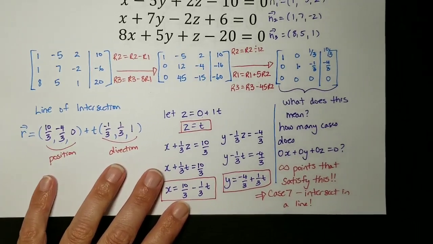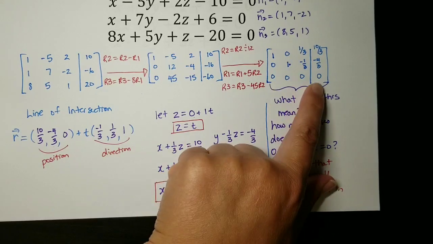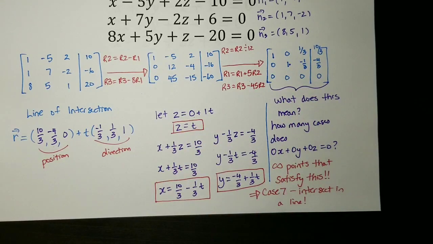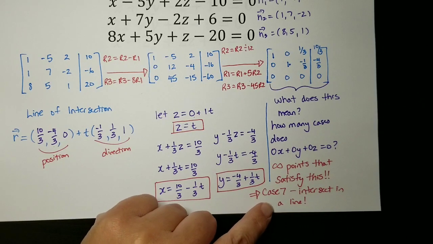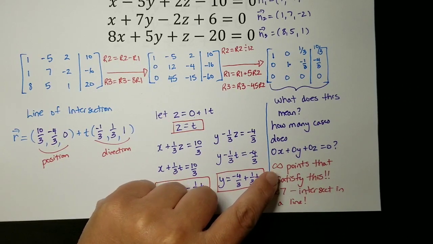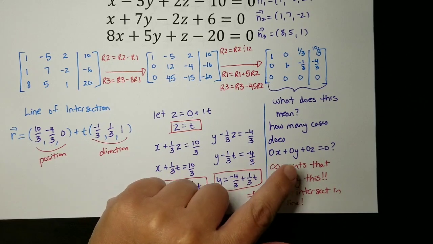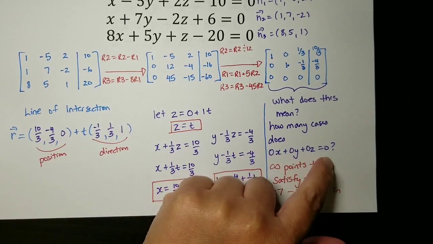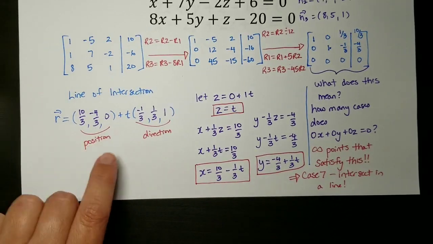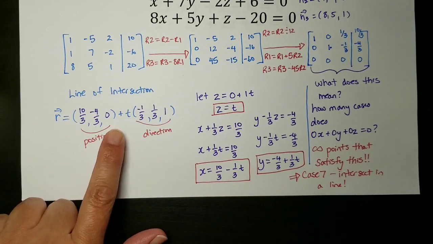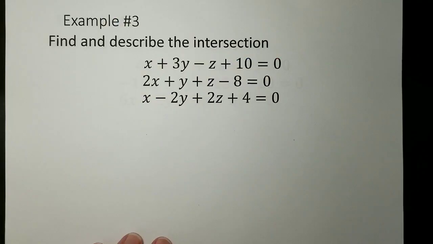The big thing here is at this step, when you get this big row of zeros, thinking, what does that actually mean? And how often is that true? It's always true. There's an infinite number of points where 0x plus 0y plus 0z equals 0. That's true for an infinite number of possible points, all of the points on that line.